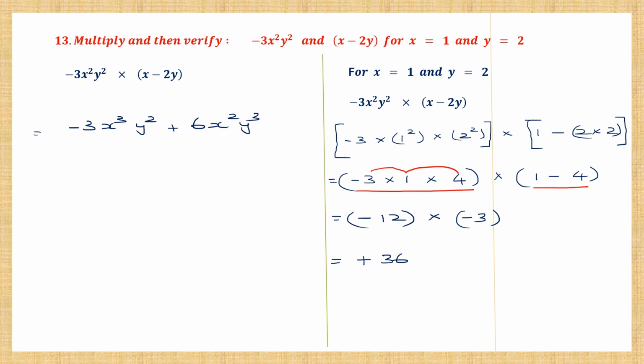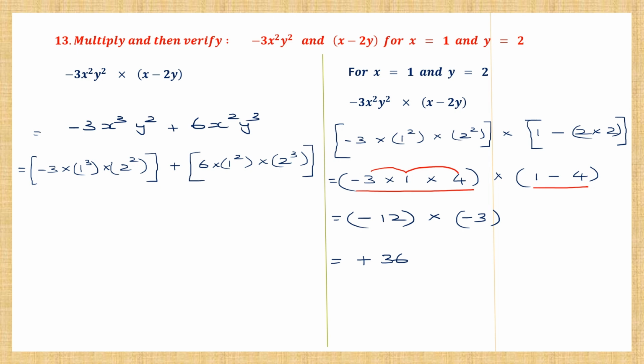So that will be minus 3 into x is 1. So that is 1 to the power of 3 into y. Y is 2 to the power of 2. Okay. So that is this part plus. Now here we have 6 into x square. X is 1, 1 square into y cubed and y is 2, 2 cubed.